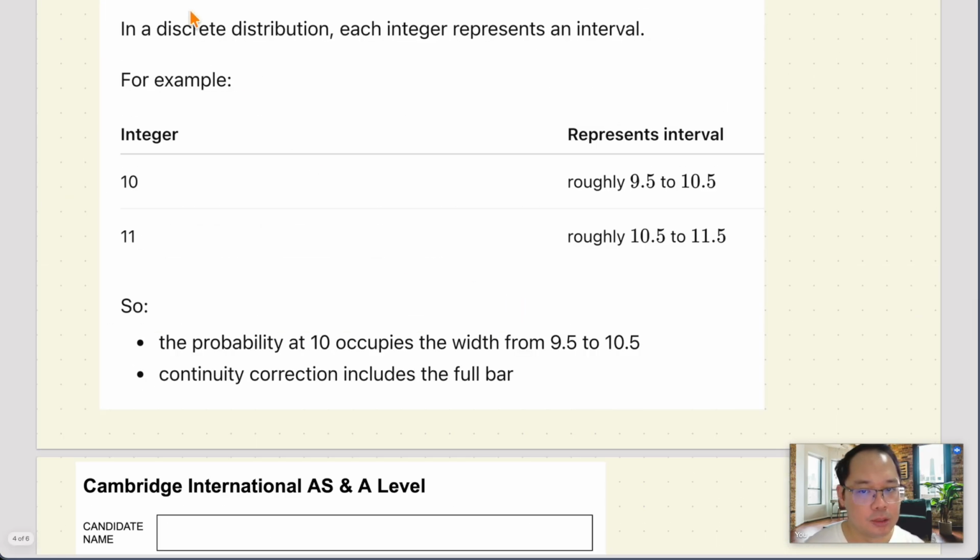Why 0.5? In a discrete distribution, each integer represents an interval. For example, the integer 10 represents an interval roughly from 9.5 to 10.5. Okay, just move on.